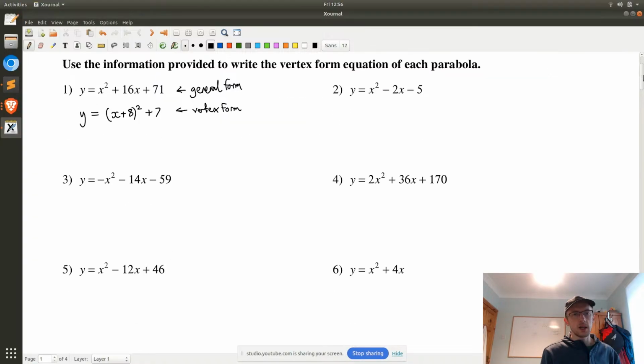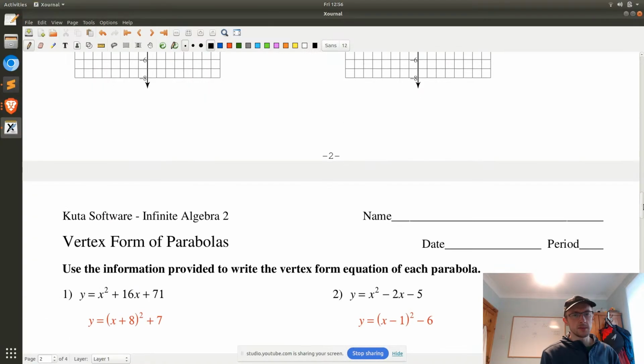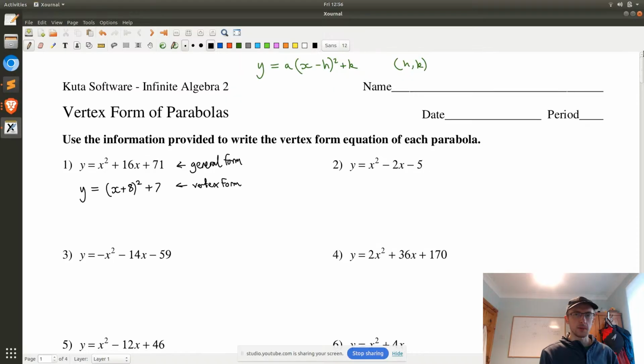x add 8 all squared, add 7. Okay, got it. Complete the square. To get the vertex form, x take 1 all squared, and when we square that out, we get x squared take 2x add 1, and we need to balance the books. So to get from positive 1 to negative 5, you take 6.